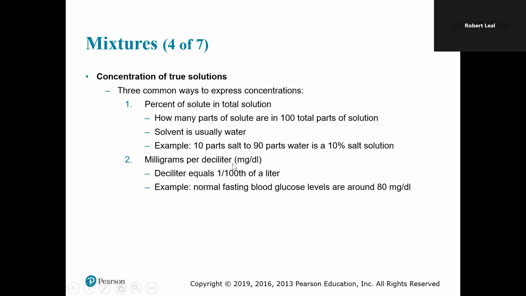Whereas milligrams per deciliter, a deciliter is equal to 1/100th of a liter. So here it is representing the amount of sugar per deciliter. So normal amounts of glucose levels are around 80 milligrams per deciliter.